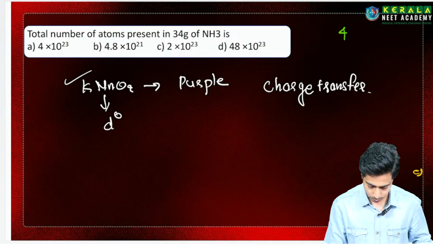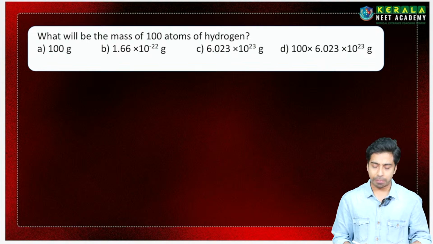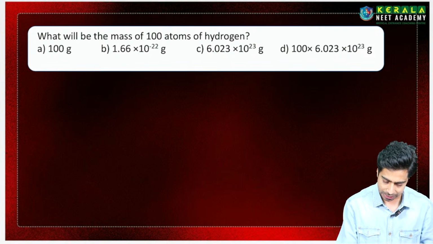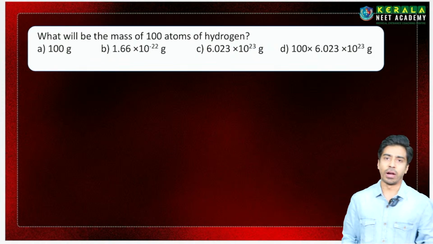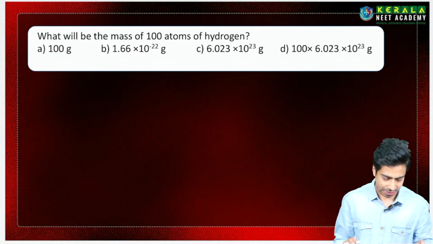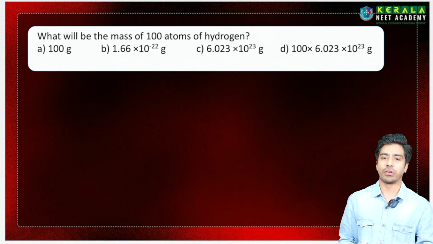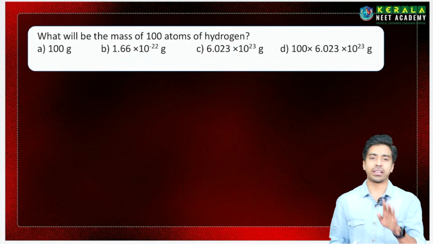Anyhow, we'll move on to the next question. What will be the mass of 100 atoms of hydrogen? If the mass of one hydrogen atom is x gram, then 100 atoms will have a mass equal to 100x. So we need to know the mass of one atom.